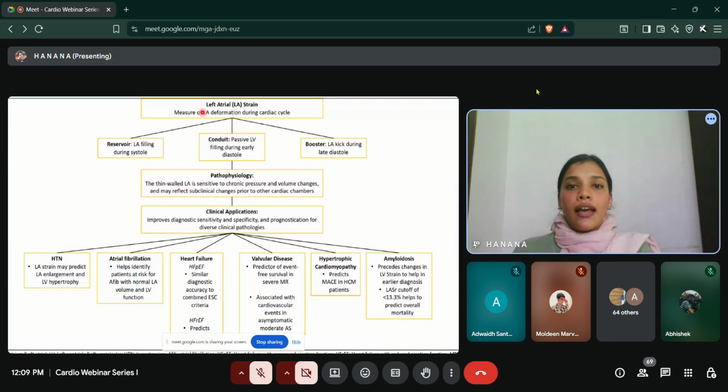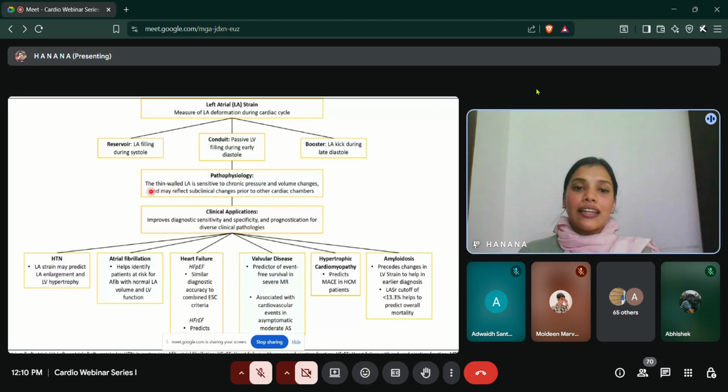Now LA strain is a measure of the LA deformation during the cardiac cycle. It has three phases: reservoir strain, which is the strain during LA filling during systole; the conduit phase, which is passive LV filling during early diastole, during the E wave; and the booster phase, the LA kick, which means the LA is contracting during late diastole.